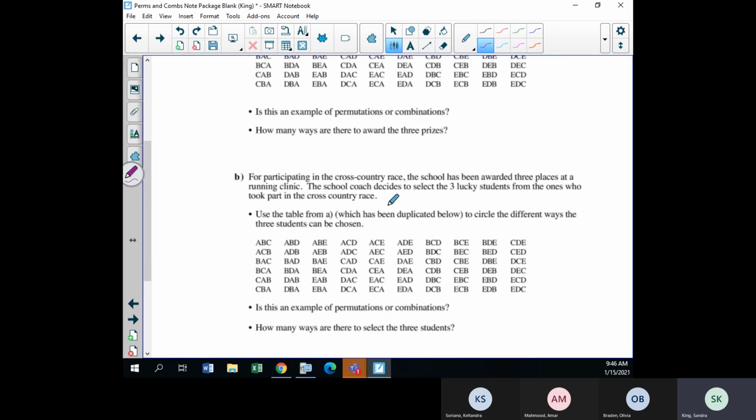Okay, so this is an example where order doesn't matter. So let's write order doesn't matter. Let's box in the word select. When we select, it's going to be a combination problem.